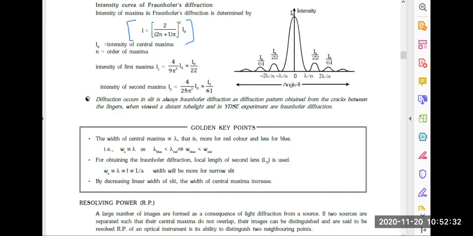But if it ever comes up, especially for NEET students, then just remember this. It is 2n divided by (2n plus 1) pi, whole square, I naught. The I naught is the intensity of the central maxima, right? Generally this doesn't come, but in CET or if it ever comes, this is the formula. Now, according to this, I can observe that as n increases, the denominator will also increase and the intensity will decrease. So this is the order in which the intensity will decrease.